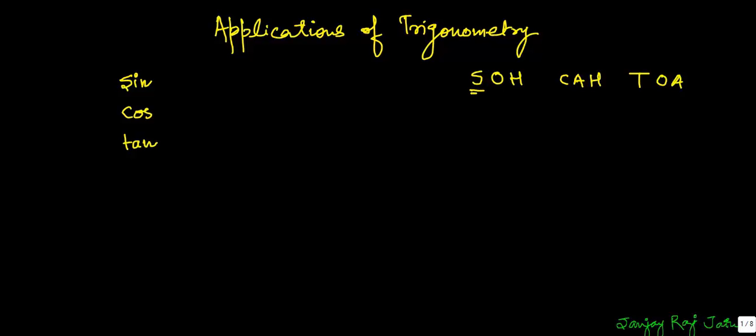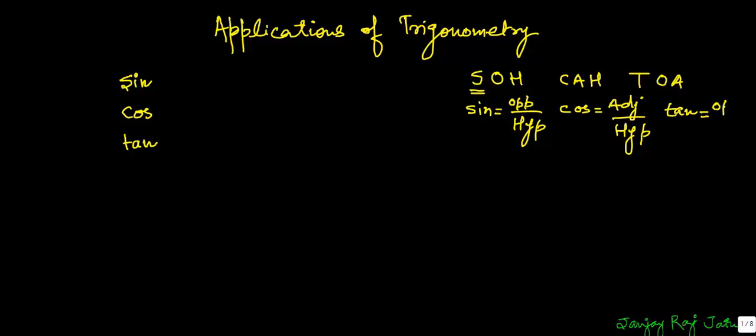Now let me explain this mnemonic. S means sine. Sine is opposite over hypotenuse, and this tells us about cosine, which is adjacent over hypotenuse, and tangent is just opposite over adjacent.